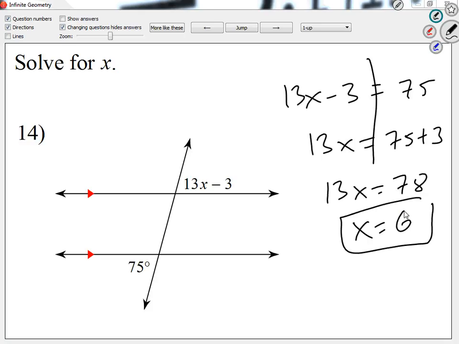Any questions up until 20? Okay. 6, I divided both sides by 13. 78 divided by 13. The first 10 were easy. I only did one. But any questions up until 20? Alright, let's take a look at 21.